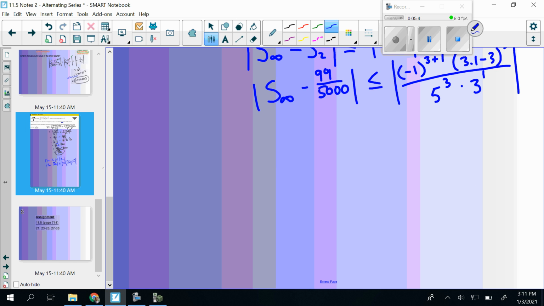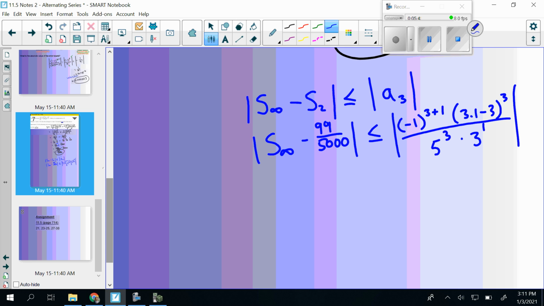So what does that simplify to here? Well, that absolute value is going to make our -1 to whatever power just going to be +1 there. Our 3.1 minus 3 is going to give us 0.1 to the third power. On bottom, we have 5 to the third power. So 5 times 5 is 25. Times another 5 would be 125. And then 3 to the first power is just going to be 3.